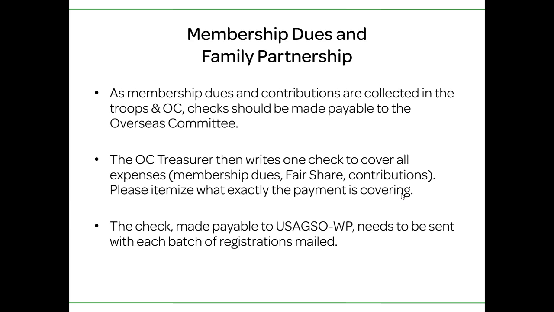As treasurer, you're also going to be collecting the dues, and you may have family partnership and donation amounts coming in through the membership forms. So here we go. As membership dues and contributions are collected, from the troops and the OCs, checks should be made payable to your overseas committee. Then the overseas committee treasurer will write one check to cover all the expenses, such as membership dues, fair share, or contributions. Please itemize exactly what the payment is covering. The check is made payable to USAGSO West Pacific and needs to be sent with each batch of your membership registrations that are mailed.